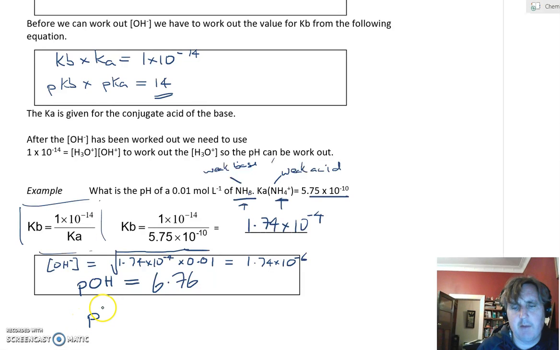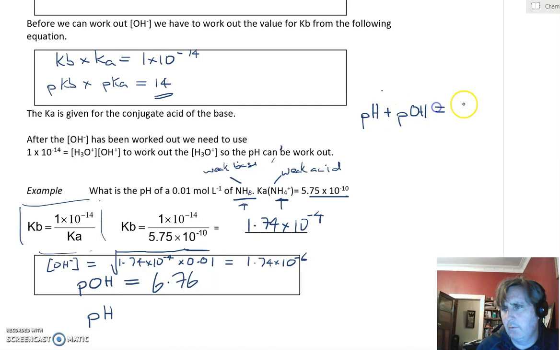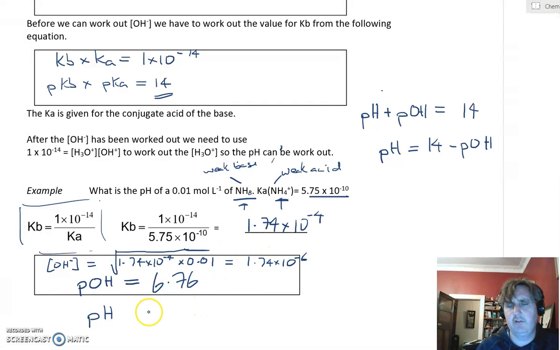But remember, go up to this expression that I said all the way up here. Now I'm going to rewrite it again instead of just scrolling all the way up to the top. The expression was this: the pH plus the pOH equals 14. So if I want to know the pH, it equals 14 minus the pOH. This is so I don't have to turn everything back to concentrations to rearrange it. So the pH equals 14 minus 6.76.